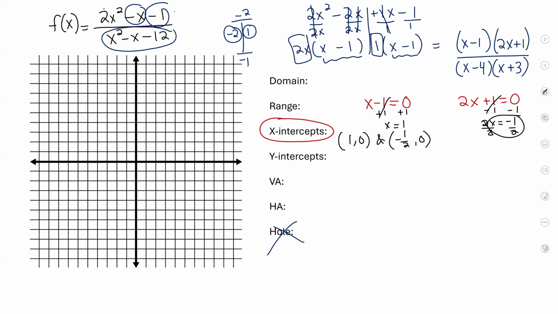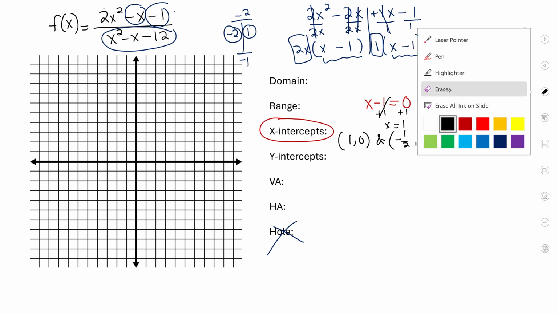You guys should have 2 x-intercepts. Thumbs up if you got 2 x-intercepts. Perfect. You set this one equal to 0, solve it, and this one equal to 0 and solve it. All right. Next, y-intercepts. What do we do?